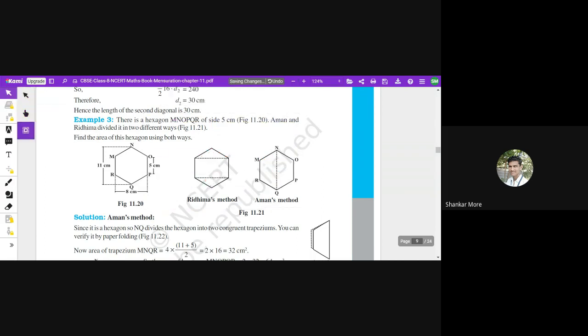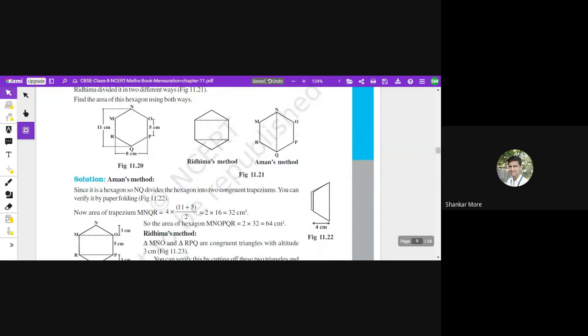Let's see Aman's method. If we go by Aman's method, simply now the area of trapezium MNQR. We know the area of a trapezium, right? What is it? This is the area of trapezium. So, do you have it written? Height into addition of parallel sides divided by 2. Correct. Now what is the height here?